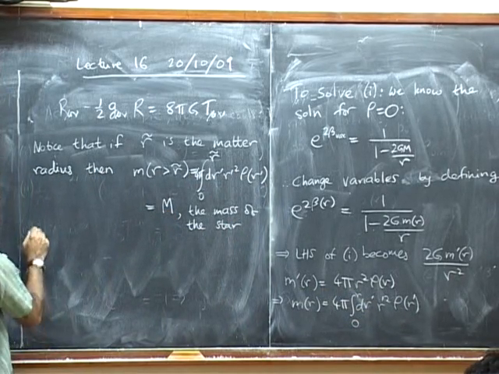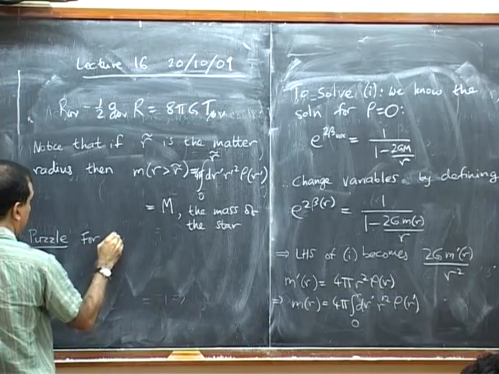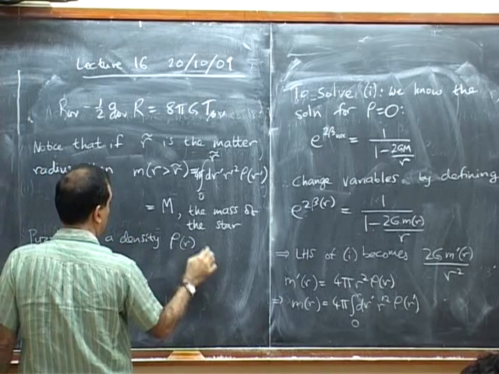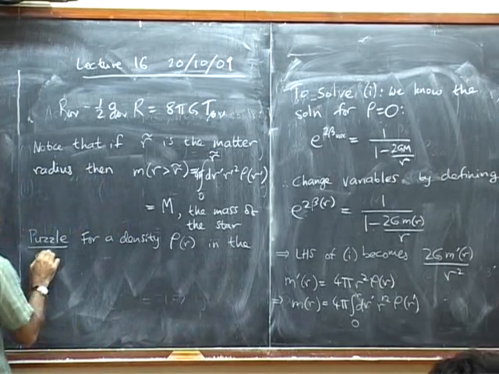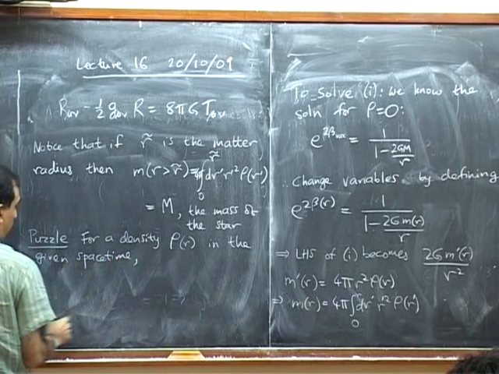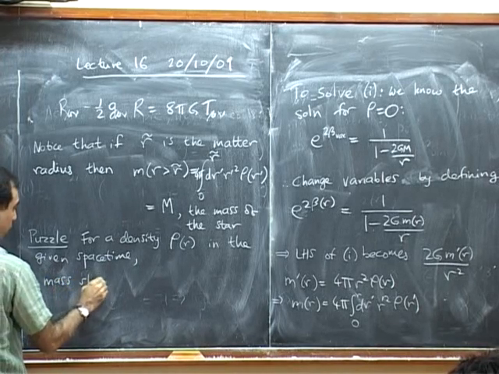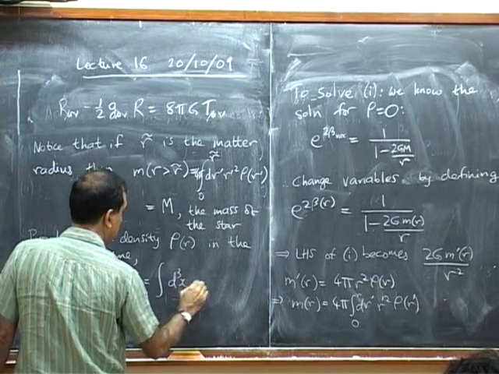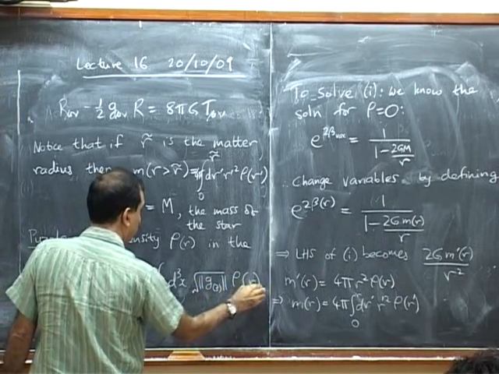Well, there's a small puzzle. For a density rho of r in the given space-time, M should be equal to the mass, should be the integral d3x root det of the 3-metric times rho of r.